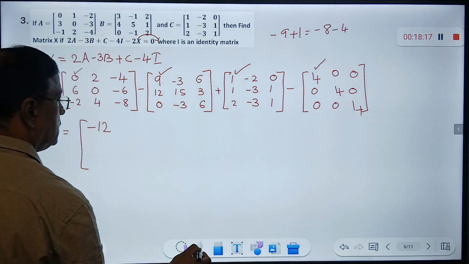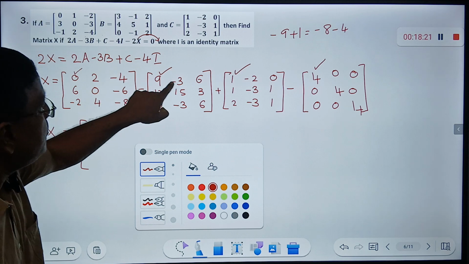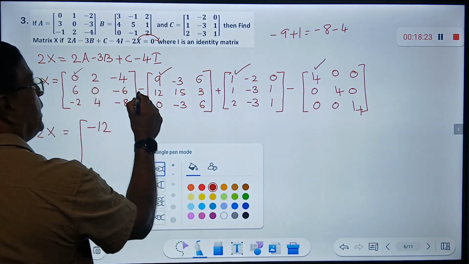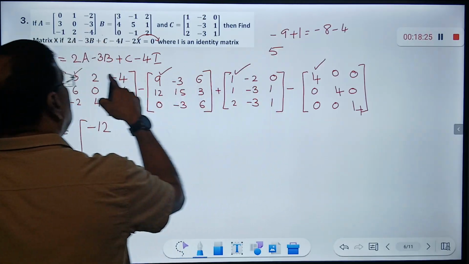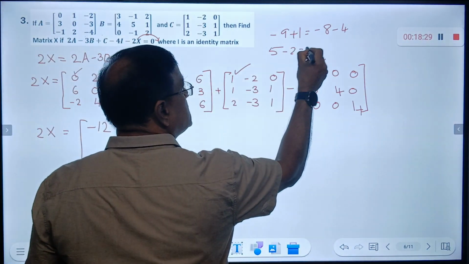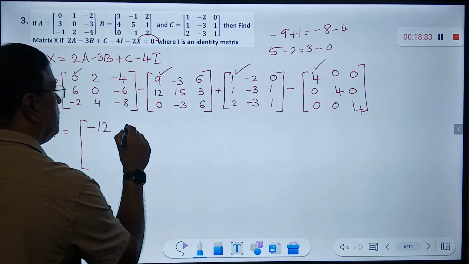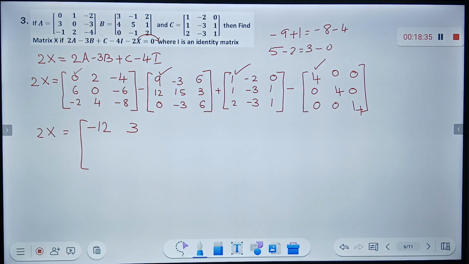Okay, let's go to the next element. 2 minus of minus 3 is 5. 5 minus 2 is 3. 3 minus 0 is 3.